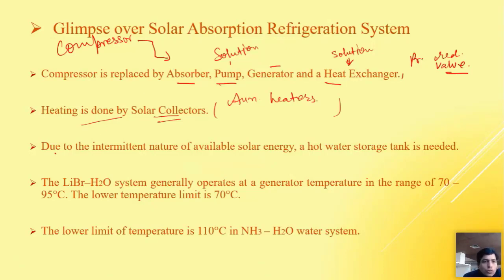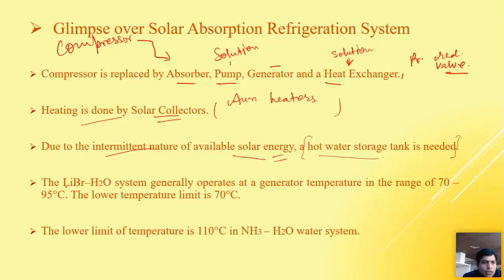Okay, so due to the intermittent nature of the available solar energy, a hot water storage tank is needed. This is very good. Why are we using it? To reduce the intermittent supply of solar radiation. Another thing, if somebody wants to use the system for comparatively longer hours, no doubt solar radiation is available for at least around 10 hours and more, but for some additional hours we may use it if we have a solar storage tank. So that's a very good deal.